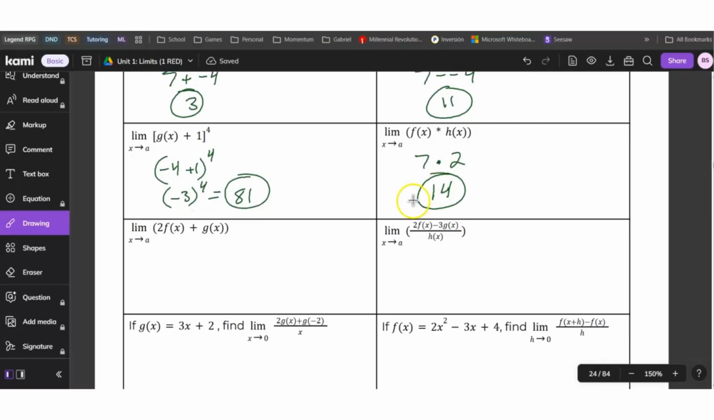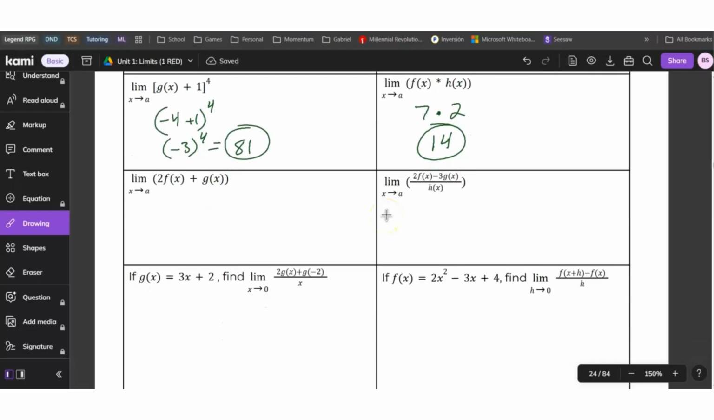All right, then they get a little bit trickier. So this one's just going to be the constant. So remember, that was 2 times the limit of f of x was 7, g of x was -4. So I'm going to get what? 14 minus 4? 10.